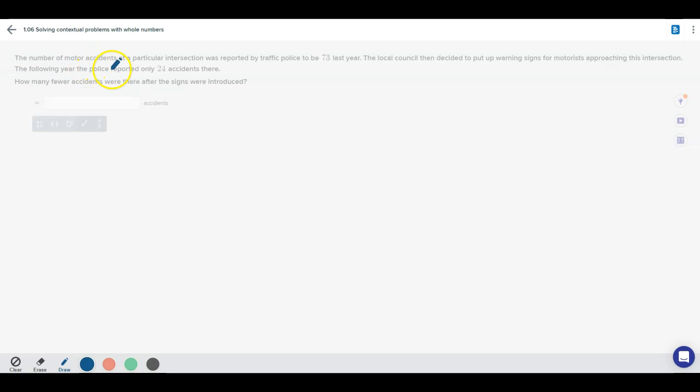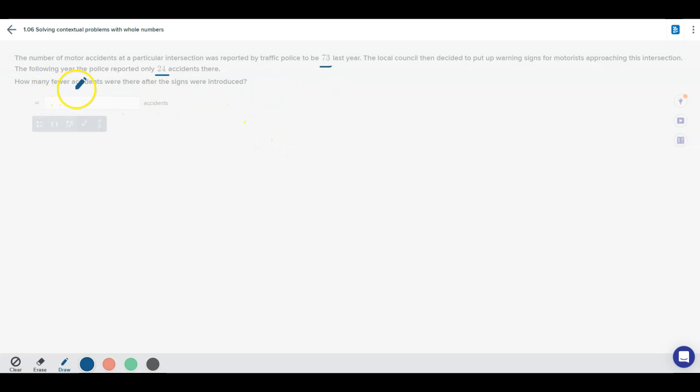The number of motor accidents in a particular intersection was reported by traffic police to be 73 last year. So here's a number, and I'm going to underline it to help me remember where it is. The local council then decided to put up warning signs for motorists approaching this intersection. So that part of the sentence doesn't really have any important information for us. It's just part of the story, if you like, of this question. The following year, the police reported only 24 accidents. Okay, so there's another number, we'll highlight that so we remember.